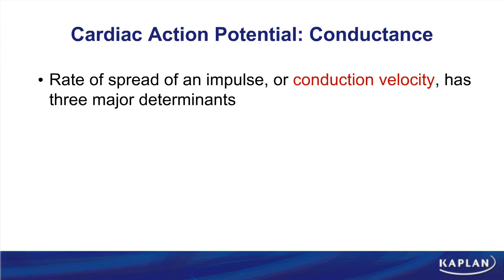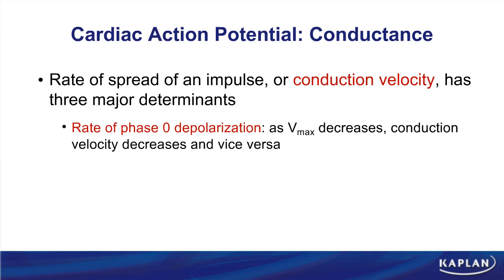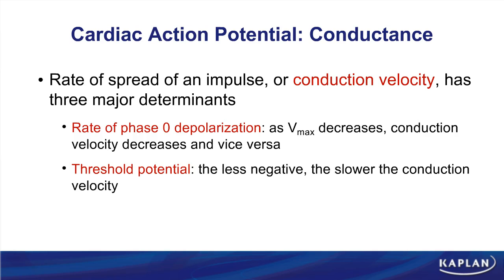When it comes to conductance, the rate of spread of an impulse, also known as the conduction velocity, has three major determinants. It would be the rate of phase 0 depolarization, the threshold potential, and the resting potential.